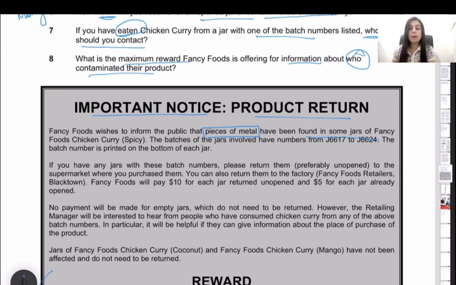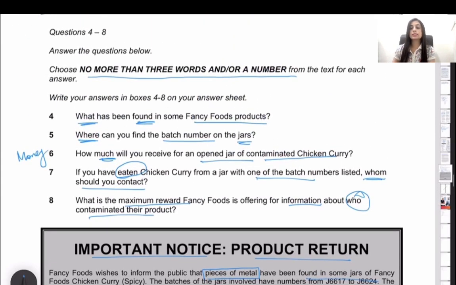Now we have to go back and check whether it's following the instructions. No more than 3 words and or a number. So pieces of metal would be 3 words. We are not exceeding the word limit. So the answer here would be pieces of metal. That would be the answer to question number 4. I'm not writing it down, unnecessarily wasting time.